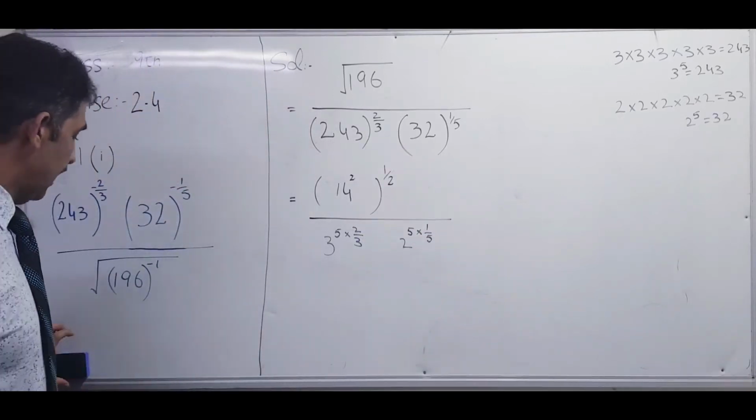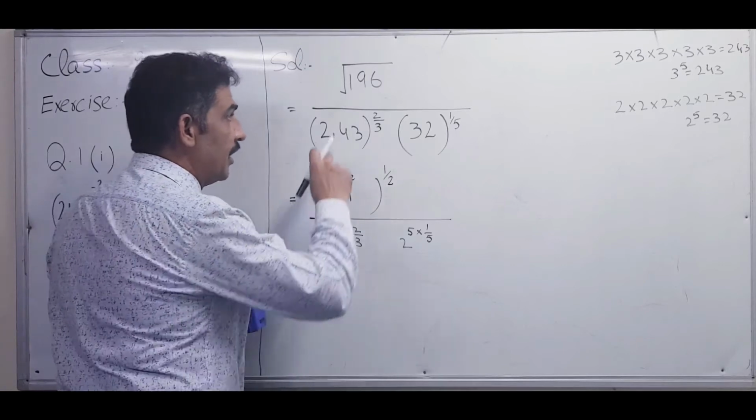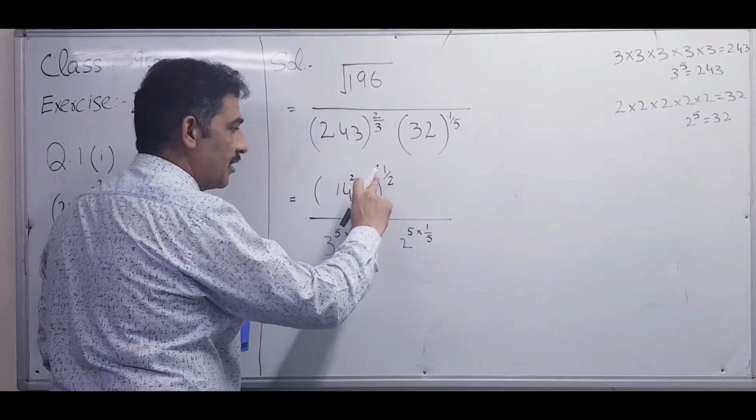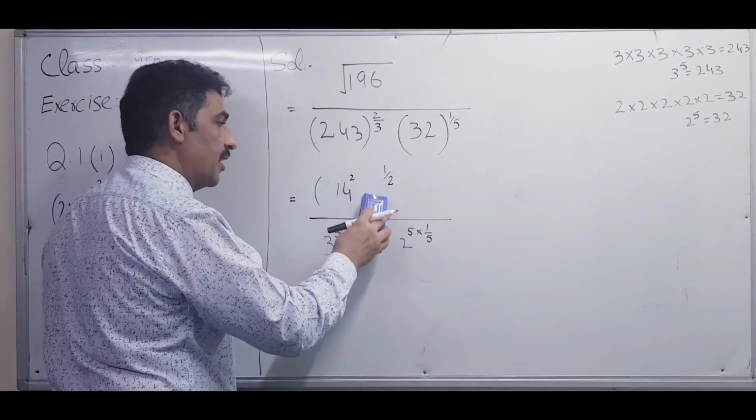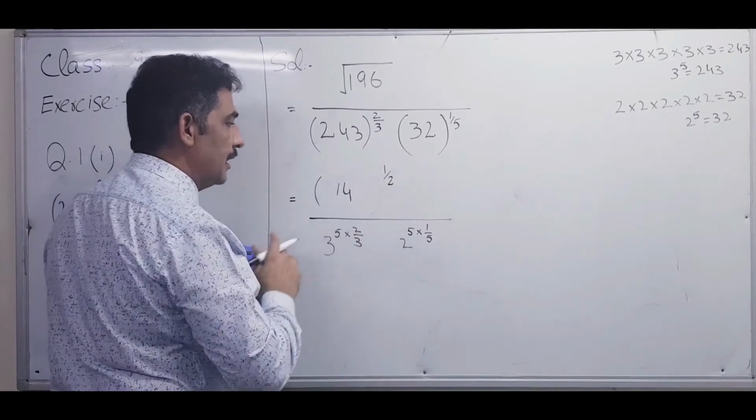right? And this step also we will write like that one. 14 squared is equal to this one. We will also remove this bracket and multiply. So it will become a little easier.